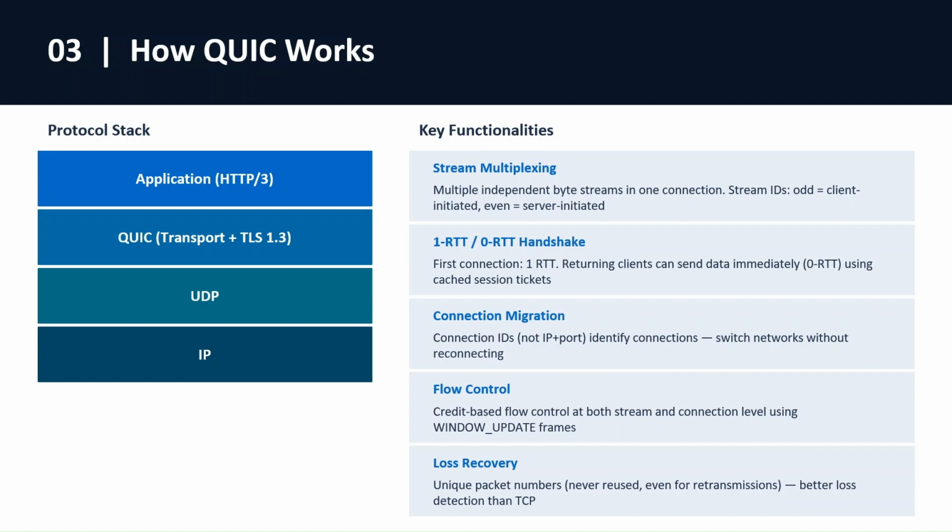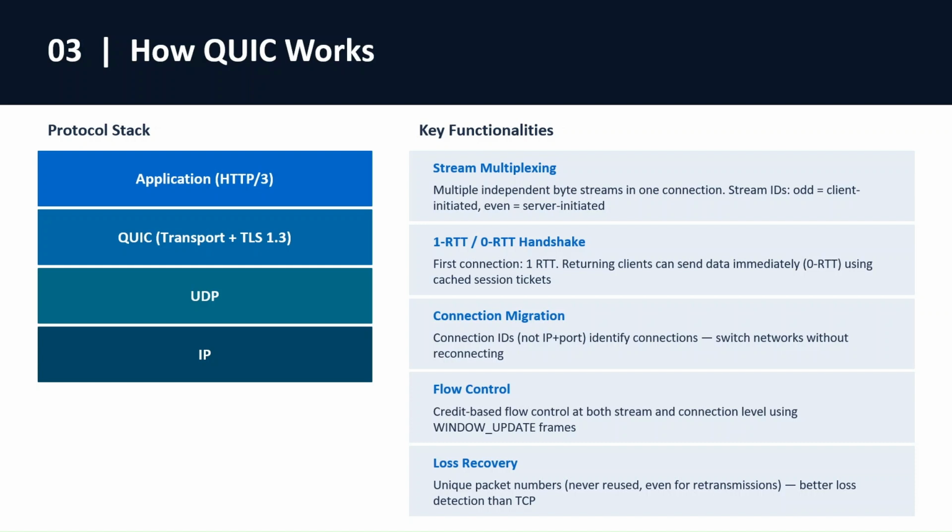QUIC has five functionalities. That is, stream multiplexing allows multiple independent byte streams in one connection. Stream IDs are odd for client initiated, even for server initiated. The 1-RTT and 0-RTT handshake allows first-time connections in one round trip, and returning clients can send data with the first packet using cached session tickets.